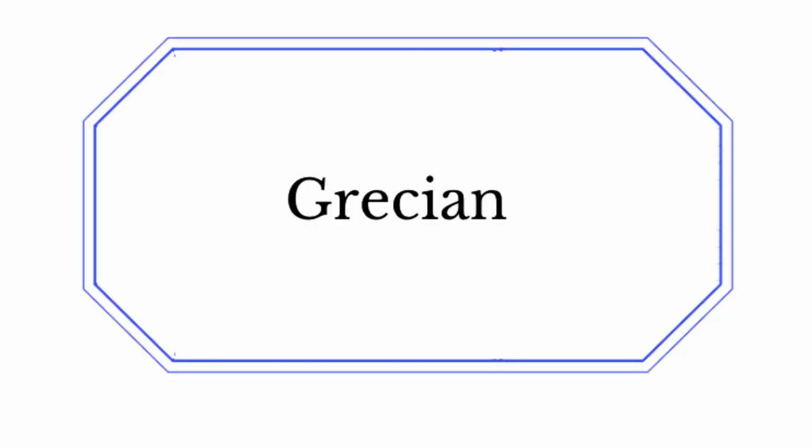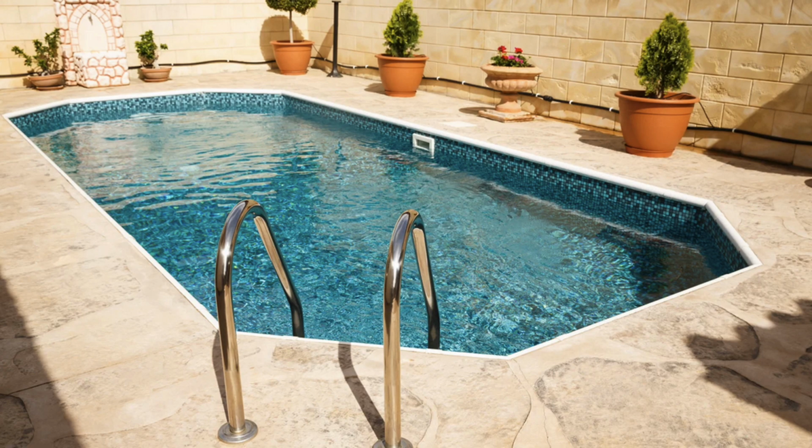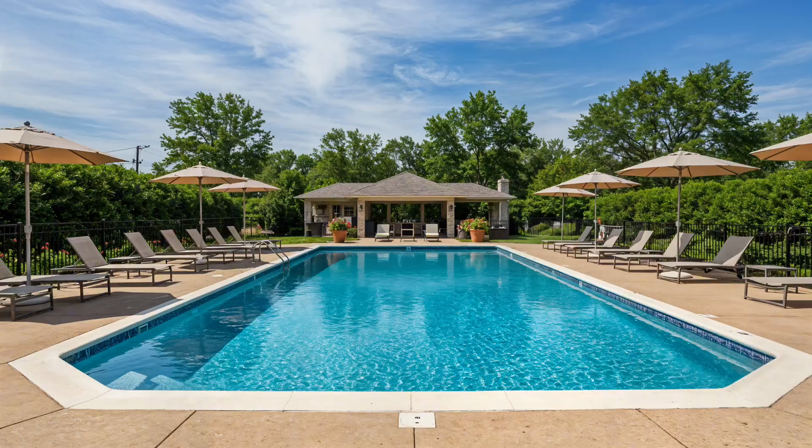Now let's get into some of the more decorative designs, starting with the Grecian pool. Now this is a rectangular base with all four corners cut off at an angle, giving it a classy and elegant look. Now this design actually dates back to Greek and Roman architecture, which is why it feels so grand.